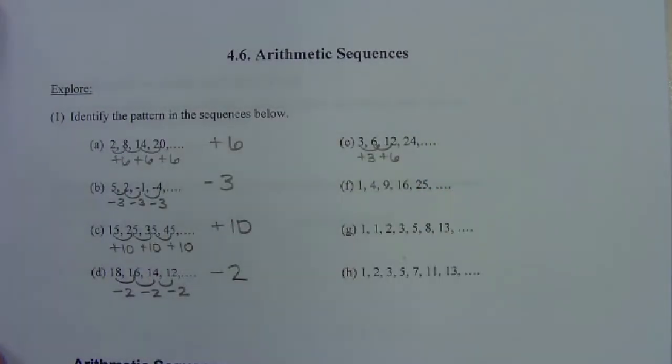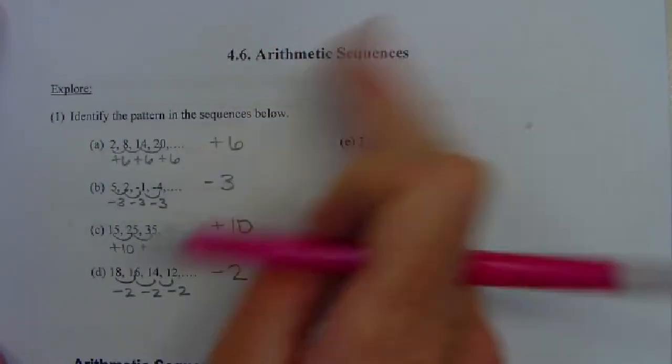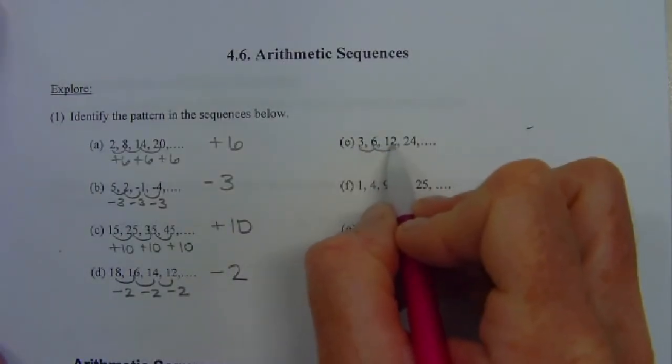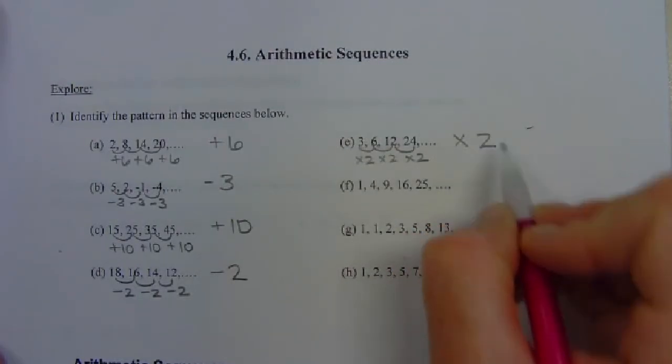If you look at letter E, you will see here we are adding 3, but here we are adding 6. Because that pattern isn't consistent, that's not the pattern we are looking for. Instead, we're going to try and find a new pattern. So from 3 to 6, 6 to 12, you can also see that we are timesing by 2. So that is our pattern there.